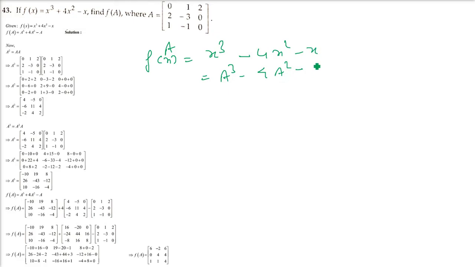So now you have to put A square, A cube, and A. You can reduce your effort by taking A common, but ultimately you have to multiply A again. A square plus 4A minus I. So this computation becomes easy, but if you want to do it, you can do it. Otherwise, you have to follow the proper procedure. So let me show it to you here only.